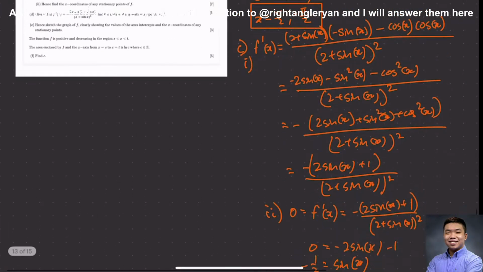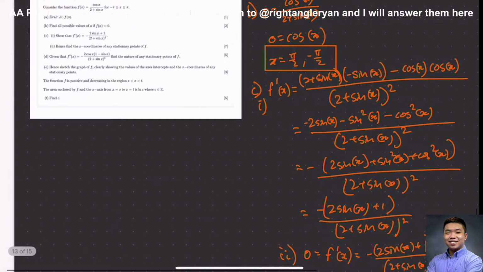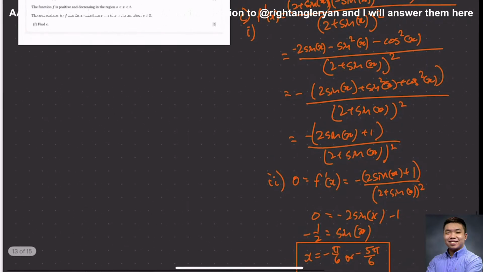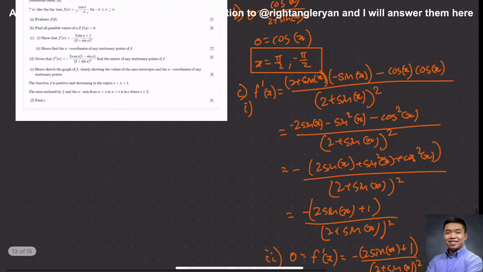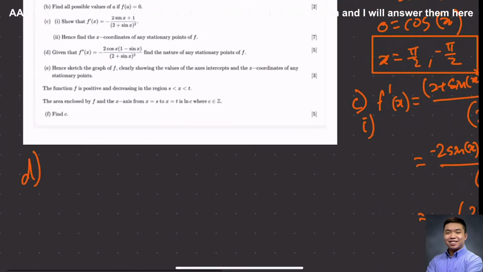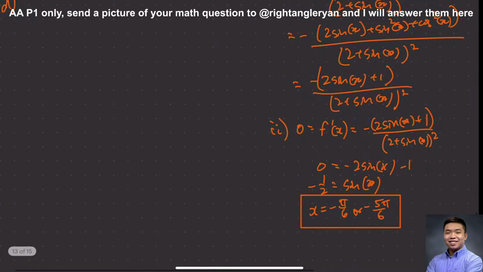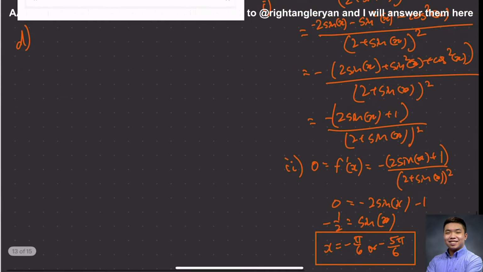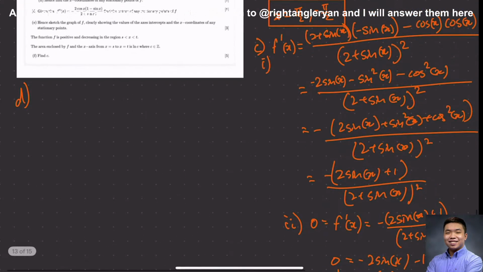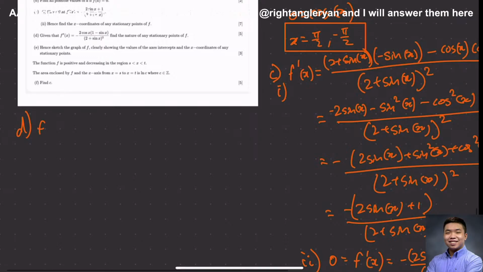This one, let's continue this one. So negative pi over 6 and 5 pi over 6, that's part C2. Okay, part D. Given that f prime prime x is that, find the nature of the stationary points of f. So that means I want to find either minimum or maximum. So I will just sub in my stationary point x coordinates into f prime prime.